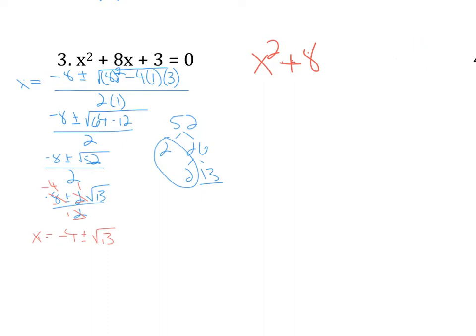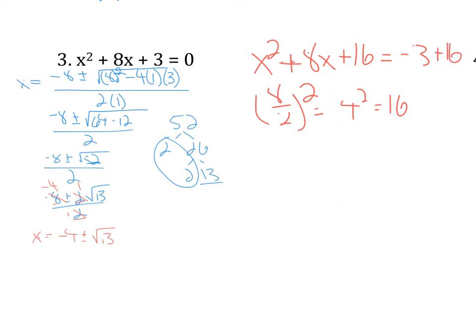And then what are we going to add here to complete that square? Remember, in order to get that, we go 8, or b, divided by 2 and then squared. So that is 4 squared, which is 16. So I'm going to add 16 and add 16. This left side now factors for us to (x plus 4) squared. And then negative 3 plus 16 is 13.